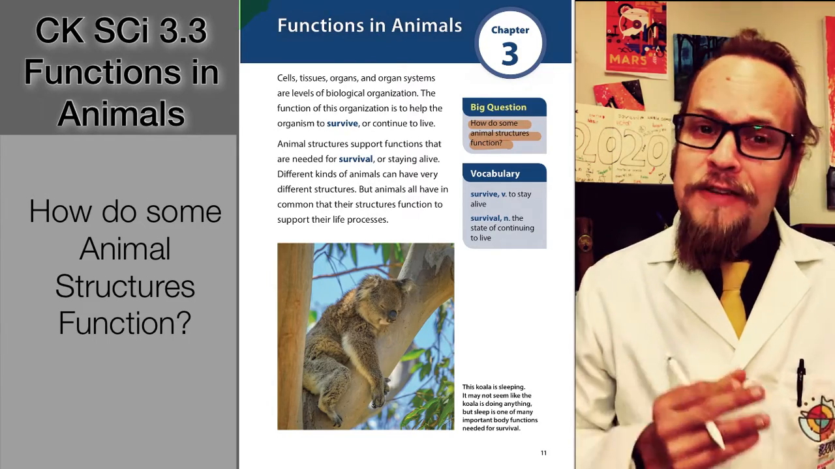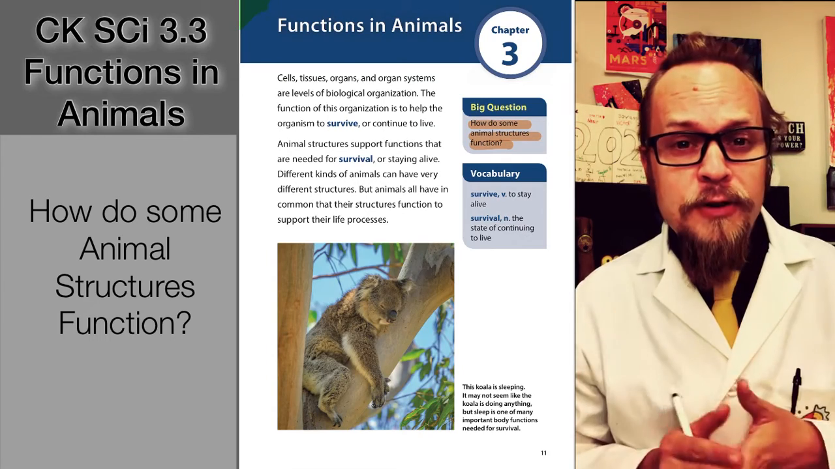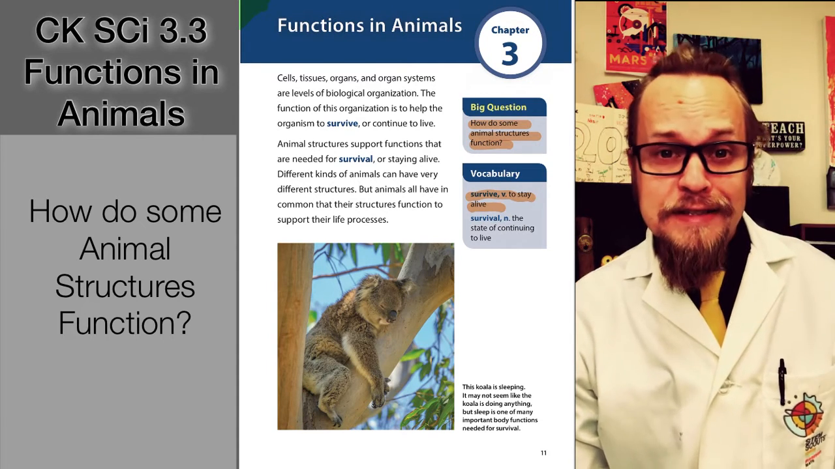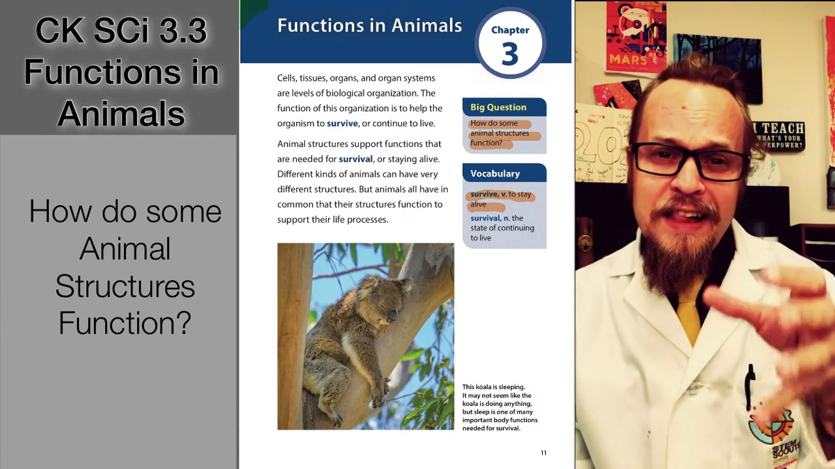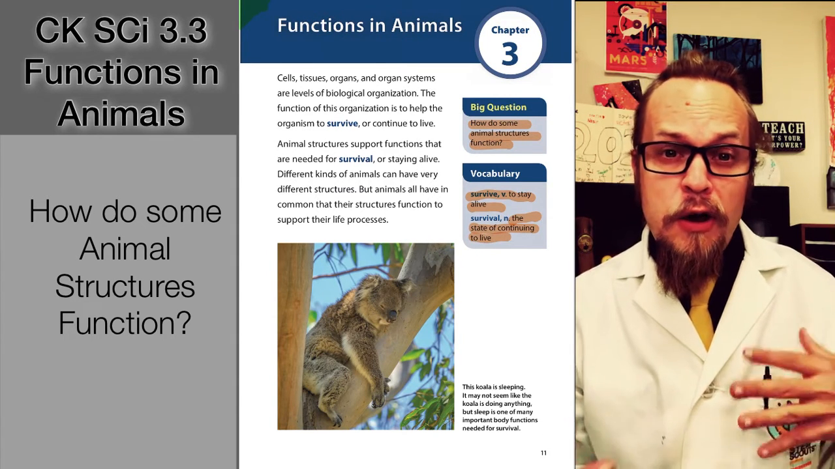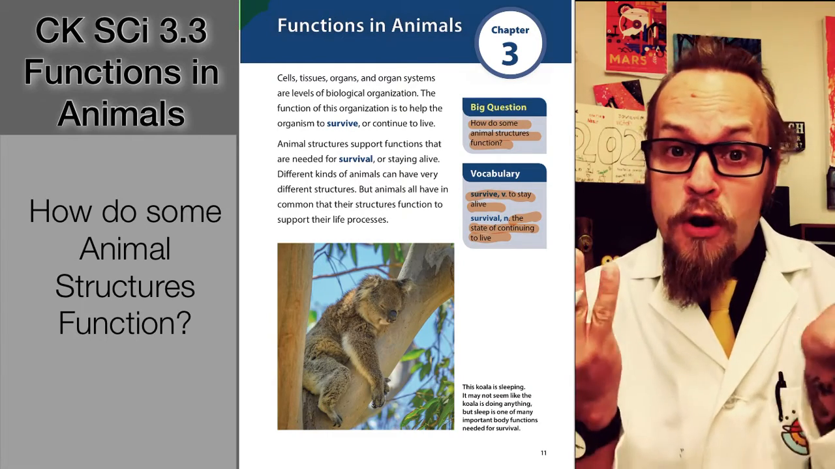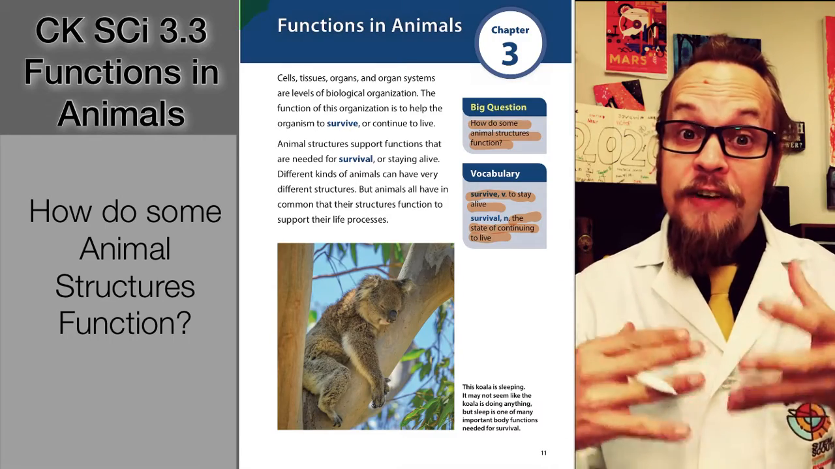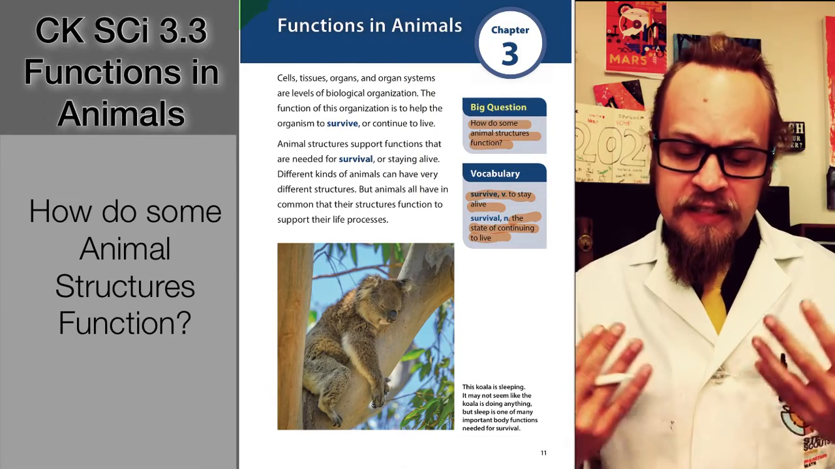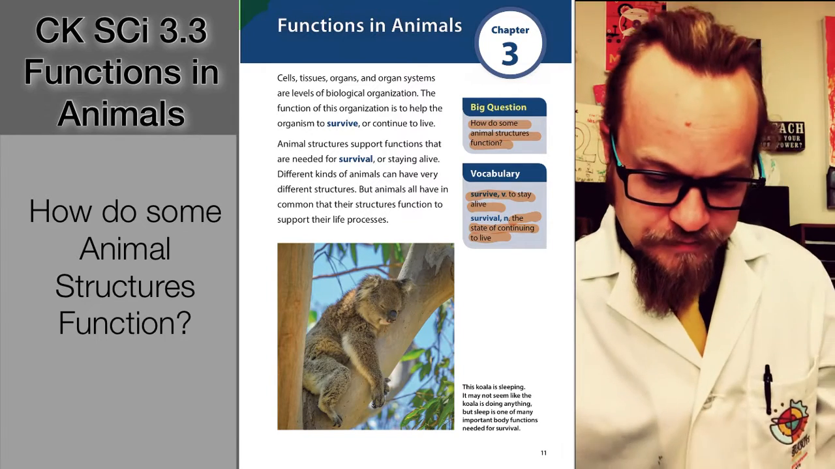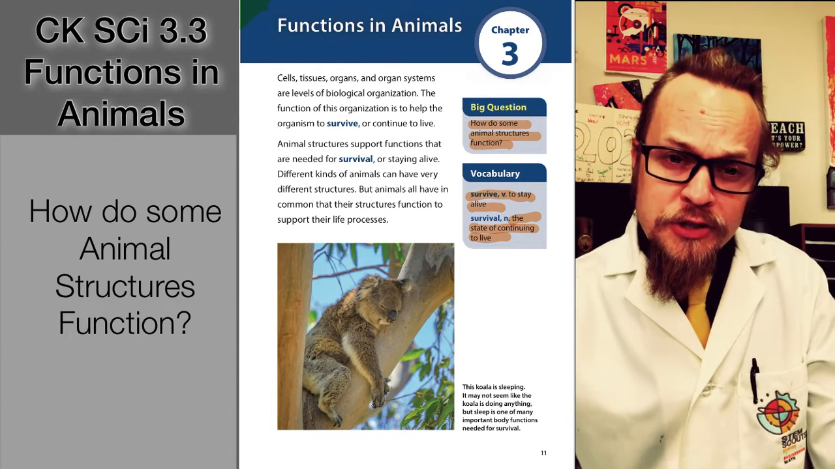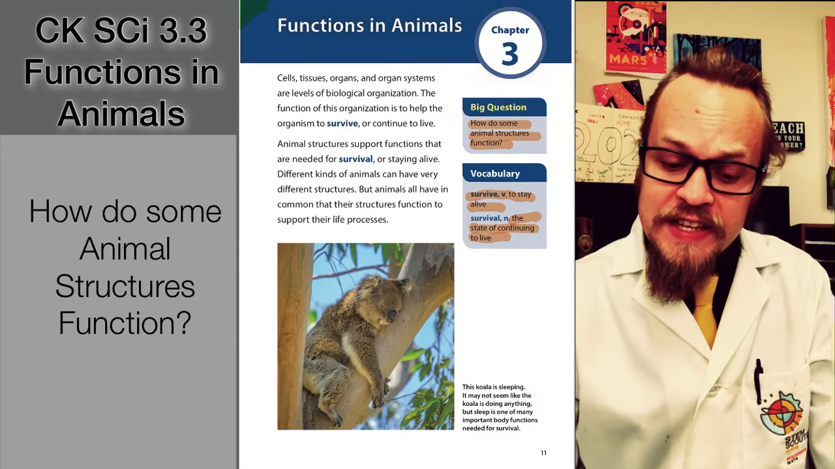Survive and survival are two vocabulary words that we're looking at for this first page of this chapter. To survive is to stay alive. Pretty easy. Most of us want to survive. We want to stay alive. Survival is the state of continuing to live. So we are all in a state of survival. We're all living. And we are doing this by surviving, to say that we are all staying alive. Okay? So knowing those vocabulary terms and our big question, how do some animal structures function, let's look at the functions in animals, chapter 3.